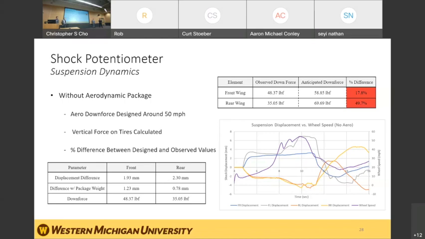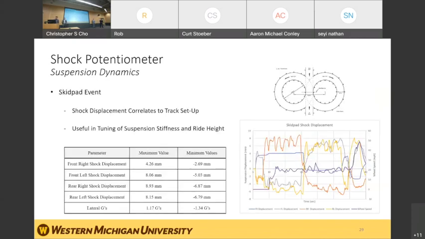We produce about 48 pounds of downforce, which is about a 17% difference, on the front wing, and about 35 pounds of downforce on the rear wing, and only about a 50% difference. So we're losing a lot of downforce through the manufacturing methods from our design values.